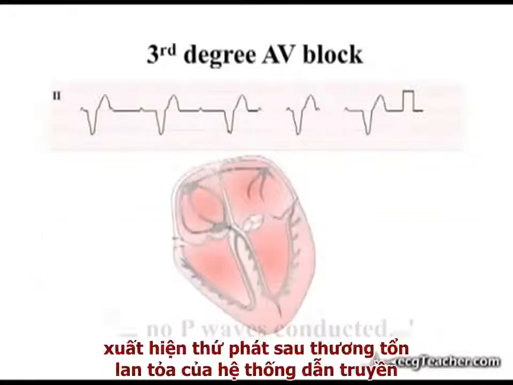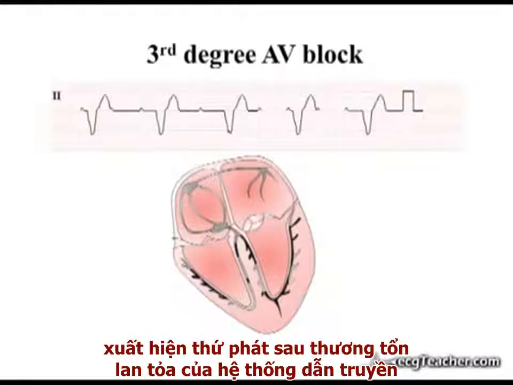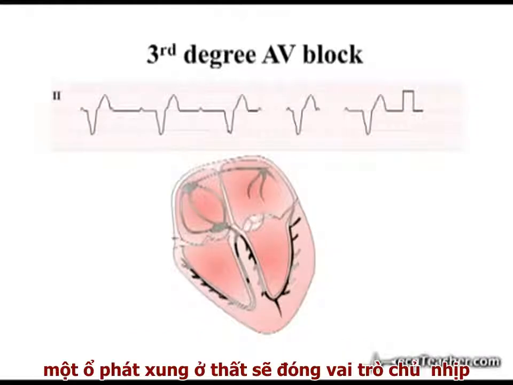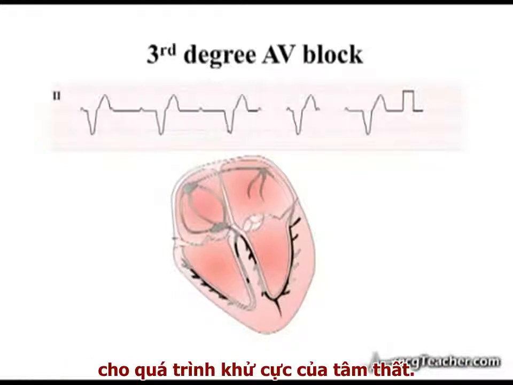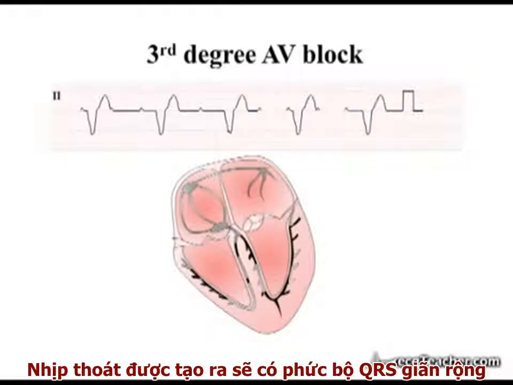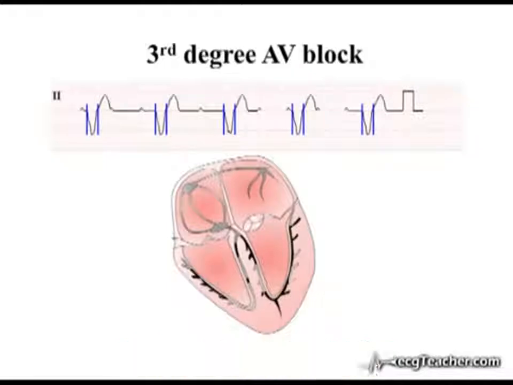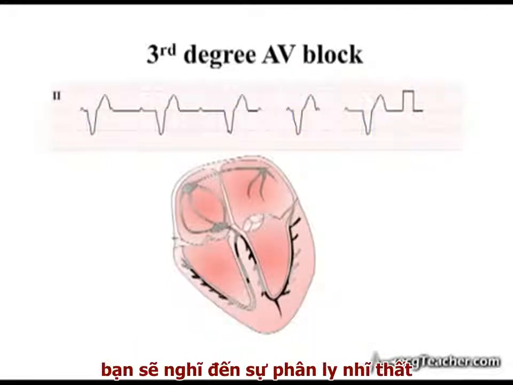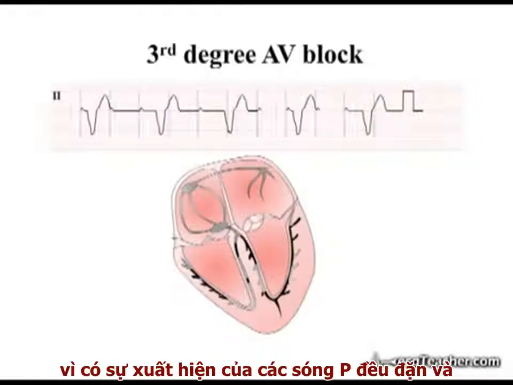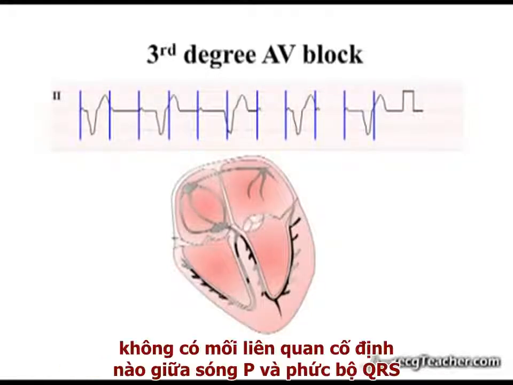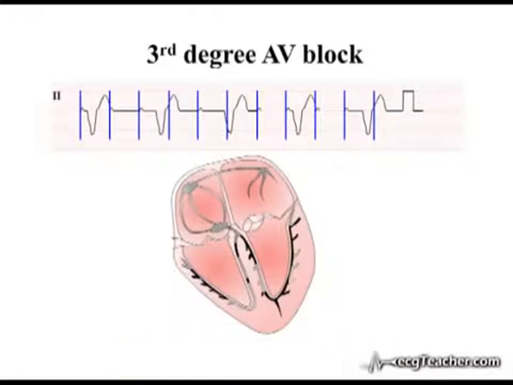When this problem arises secondary to diffuse damage of the conducting system, a ventricular focus will take over pacemaker function, driving ventricular depolarization. The escape rhythm generated will be broad complex and will vary in rate between 20 and 40 beats per minute. At this stage, you should be able to spot the AV dissociation evidenced by the presence of regularly occurring P waves which show no fixed relationship with the QRS complexes.